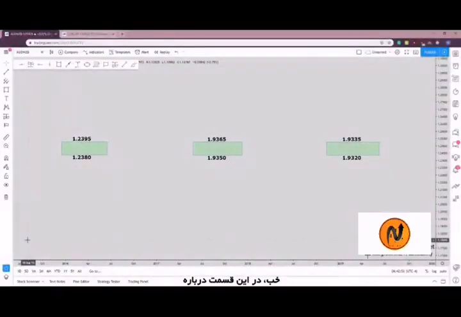Okay, so in this session we will be speaking about the areas of price from which we take our entries. Now, what do I mean by this? I brought here three boxes for you guys. 1.2380 is a price, basically a price in the market on a pair. In this particular case, AUD and NZD.